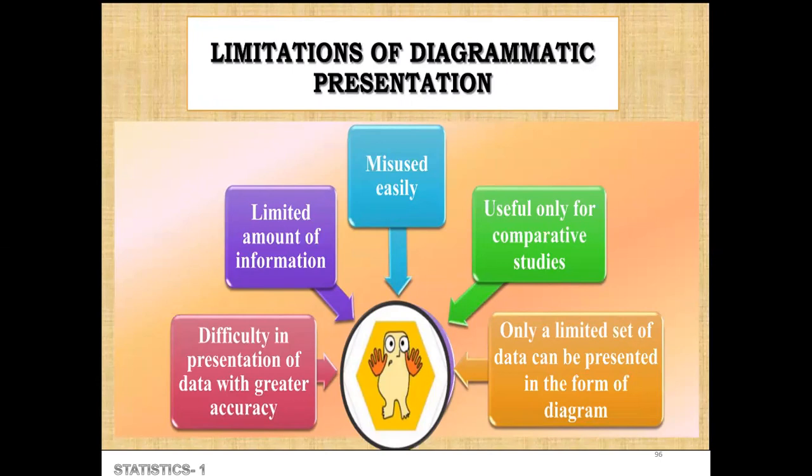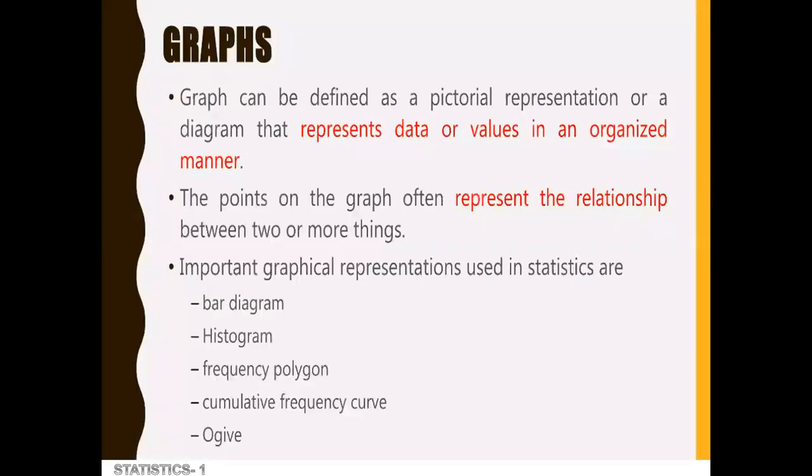And the very limited amount of information is given in the diagrammatic representation. So like this, these are the 5 different limitations of diagrammatic representation of data. So next we go to the graphs.